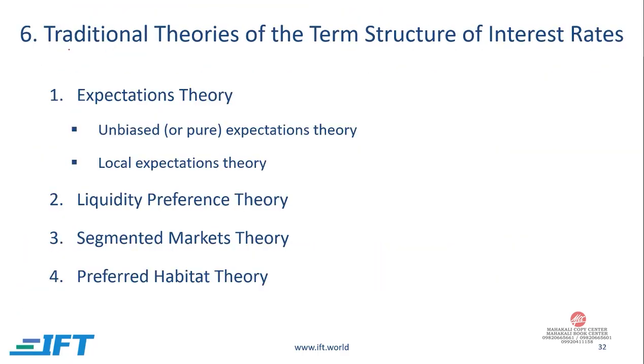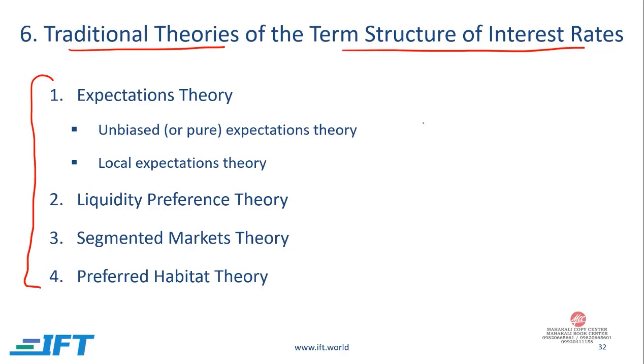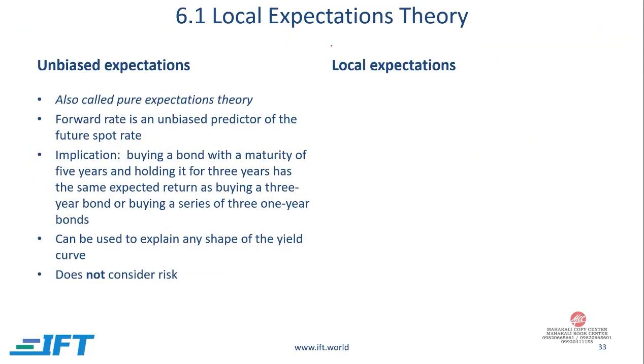We'll now talk about traditional theories of the term structure of interest rates. There are several theories here, and they try to explain the shape of the yield curve. We start out with the local expectations theory. This theory has two flavors: unbiased expectations and local expectations. The unbiased expectations theory is also called the pure expectations theory.